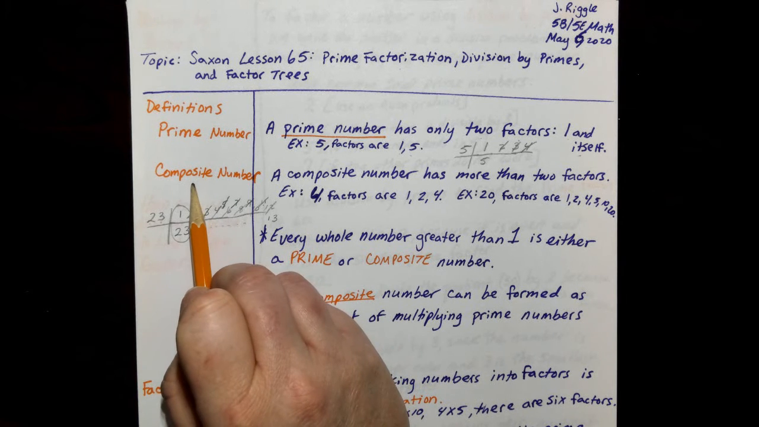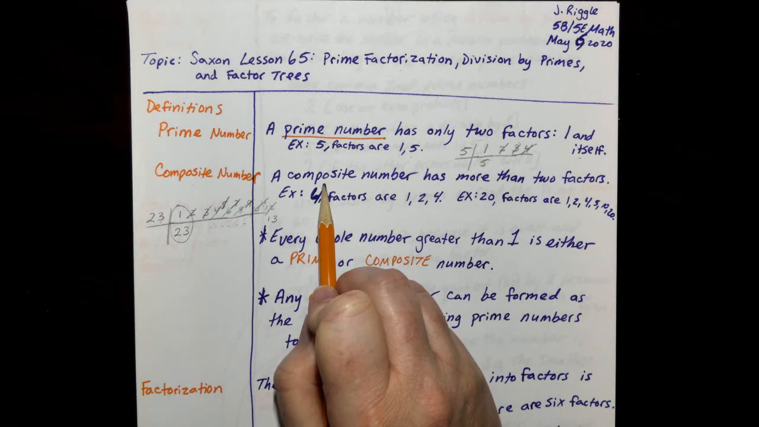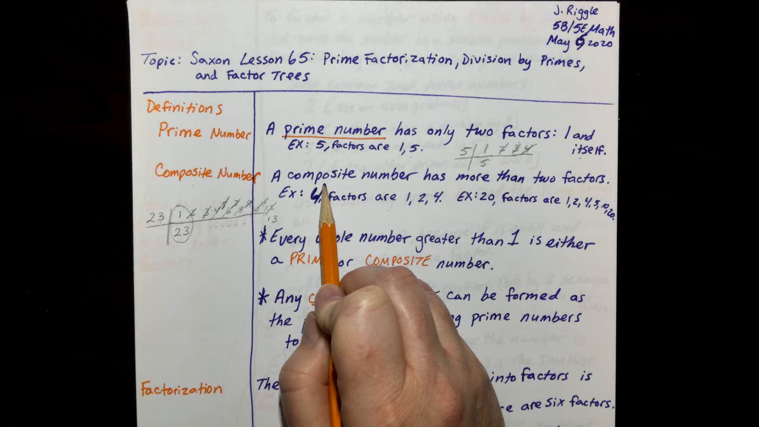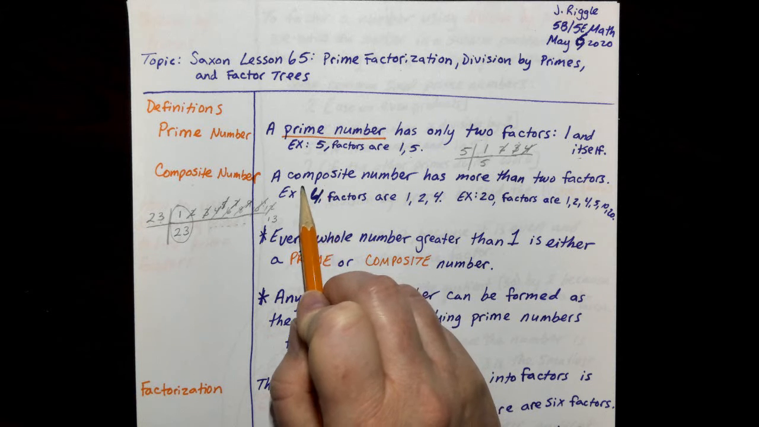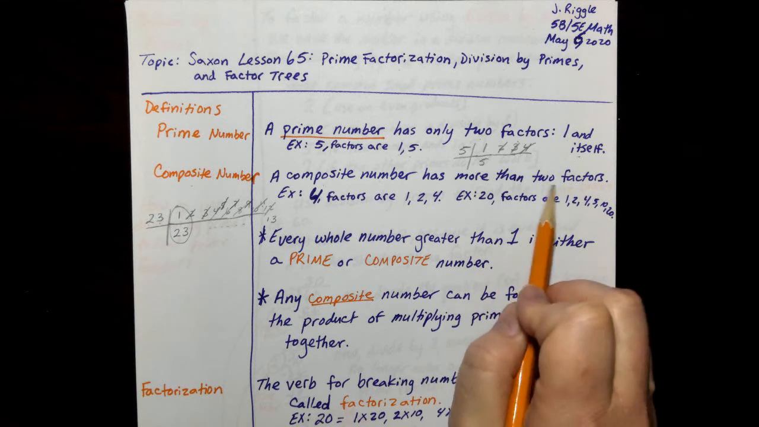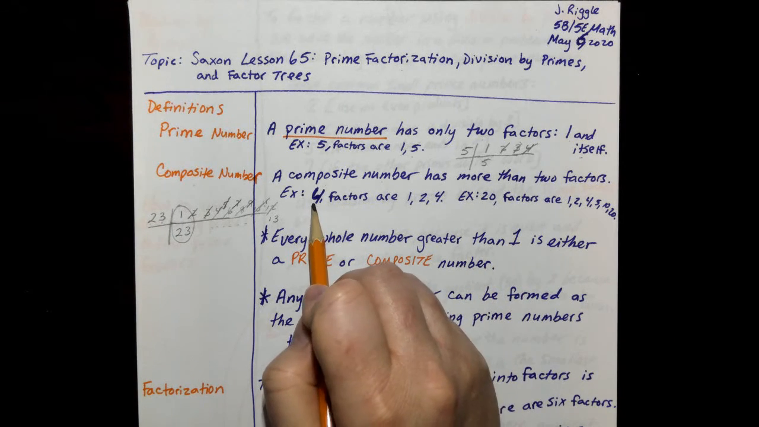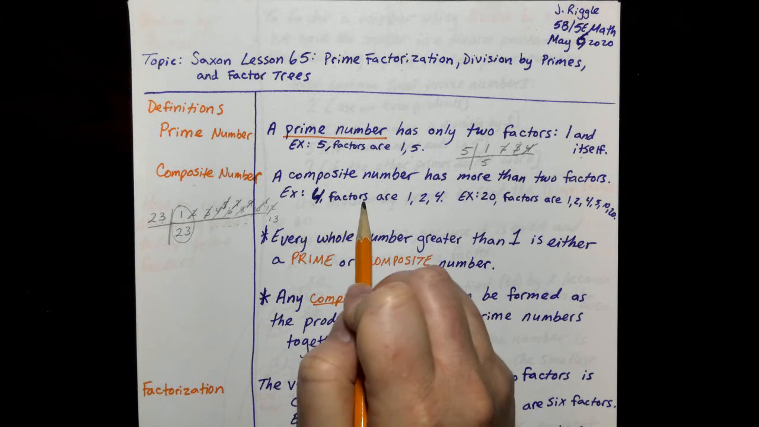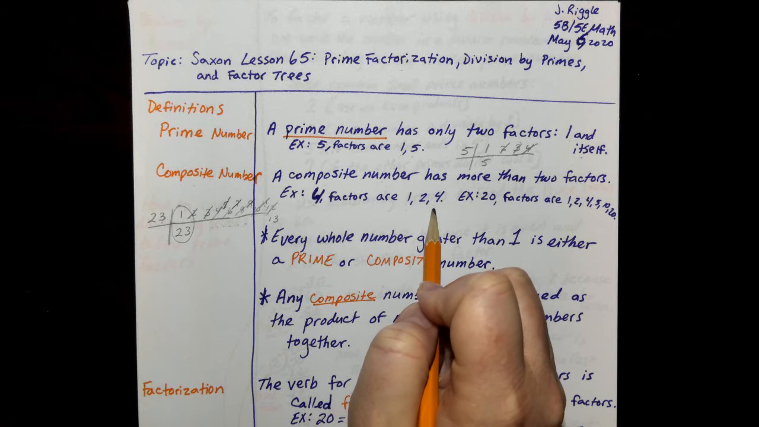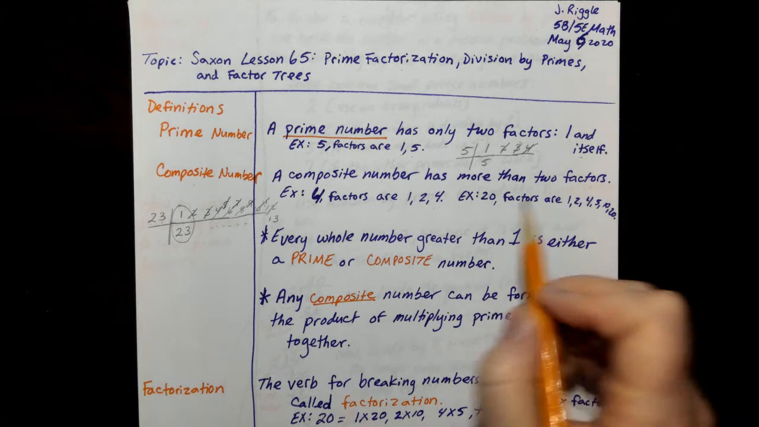Okay, composite number. A composite number is composed of, if you know from music, a composer is someone who writes music. A composition is something that is created or made up. So a composite number is made up of or has more than 2 factors. So for example, the number 4. It has factors 1, 2, and 4. So it has 3 factors. It is a composite number.